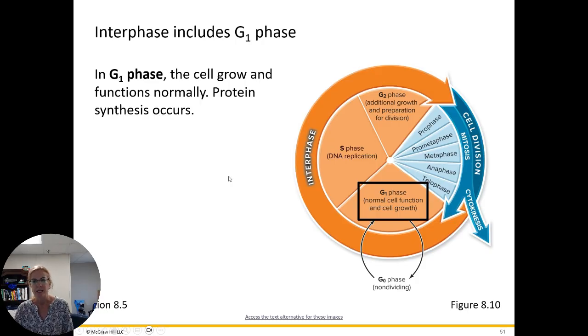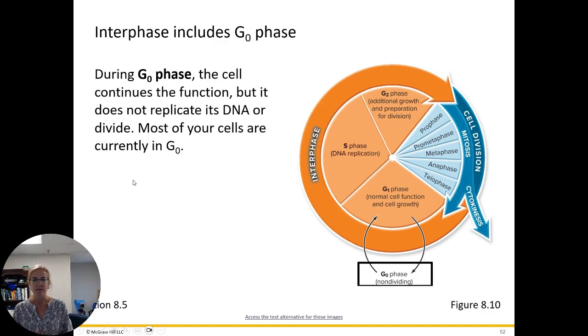The G1 phase of the cell is when the cells grow. Protein synthesis is happening. Remember that proteins are the structural foundation of everything in a living organism. So those proteins are constantly having to be created within the cell. That all happens in the G1 phase.